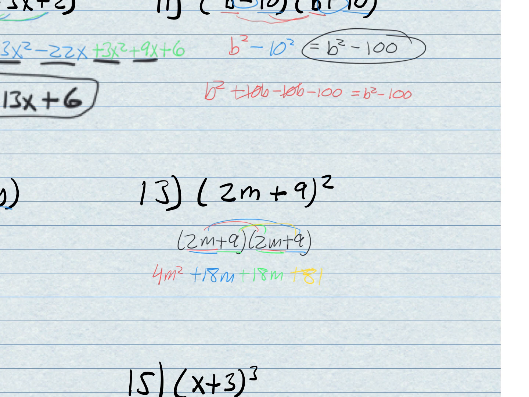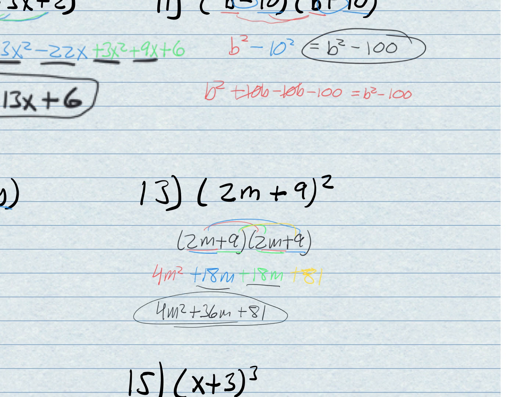All right, it's kind of light, but I'm going to rewrite it in a second. And then notice that when you combine like terms, the middle two terms combine, and you get 4m squared plus 36m plus 81. The middle two terms combine, 18 plus 18 is 36. So this should be your answer.